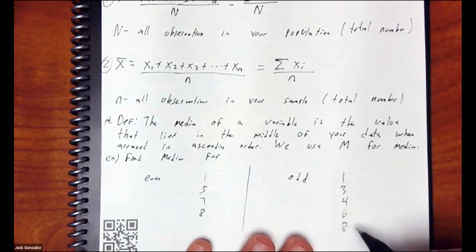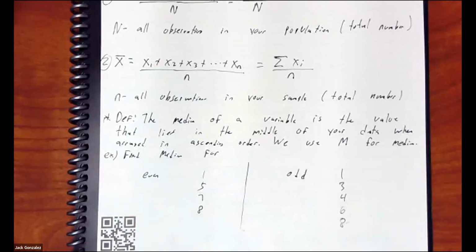One, 2, 3, 4, 5. If it's odd, just look at the one there. It has to be in ascending order. Right there, you're done. If it's even, there are 2 in the middle. So take those 2, add them together, and divide by 2. You take the average of the center points.